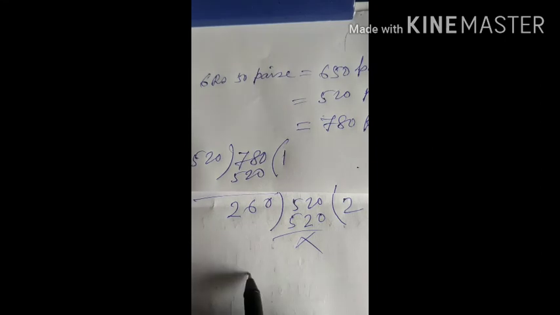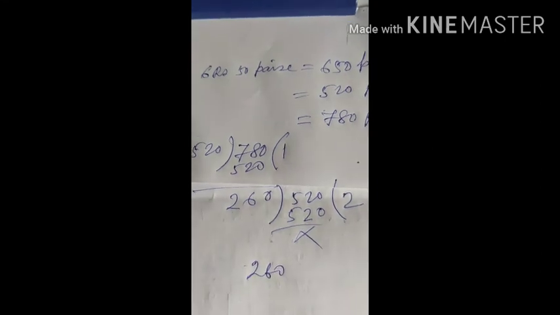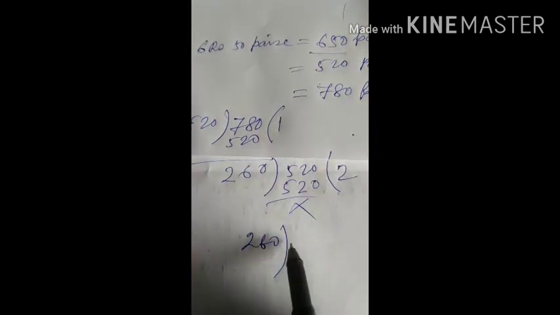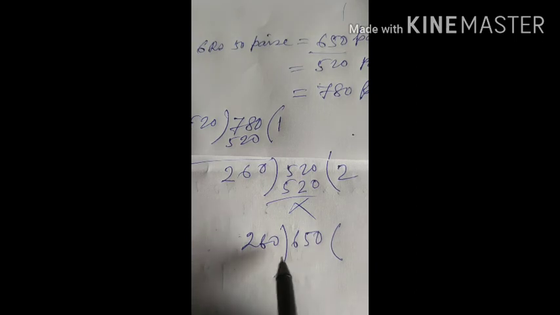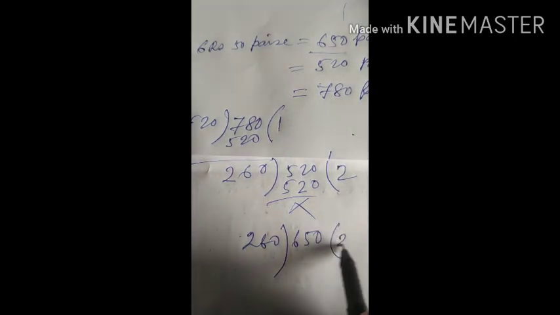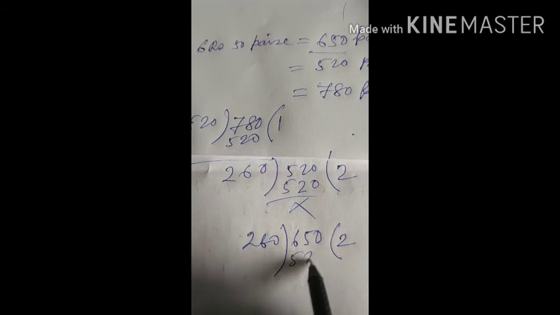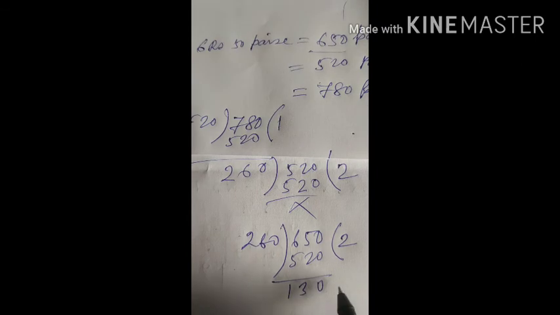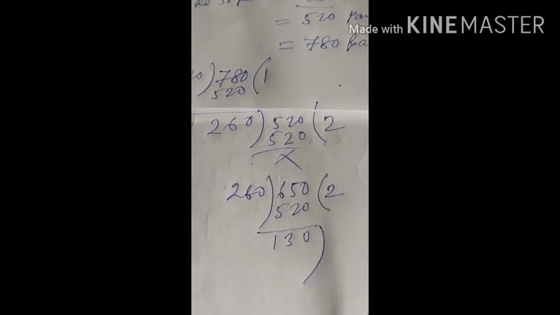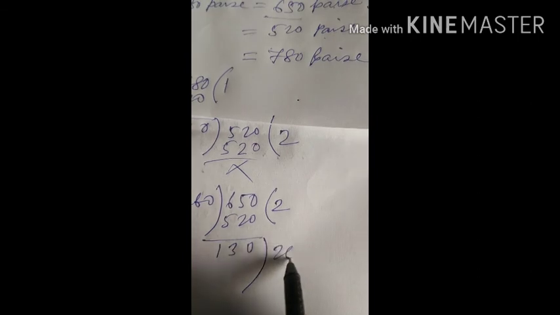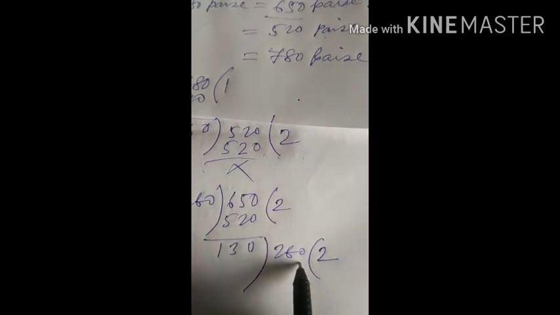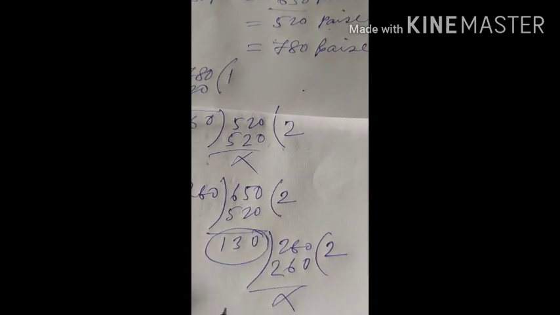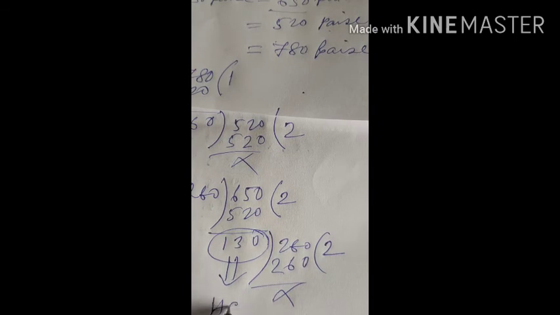Now 260 will divide 520. Okay, now we have to divide 650 by 260. Here we will get 2 260s, that is 520, and after deducting we will get 130. Now we have to divide 260 by 130: 2 130s are 260, remainder 0, so 130 will be the HCF. This will be the HCF.